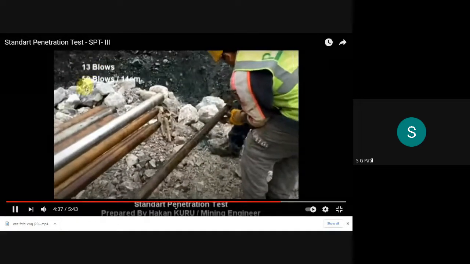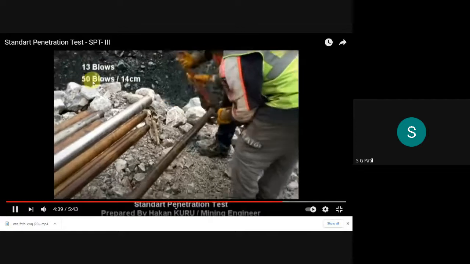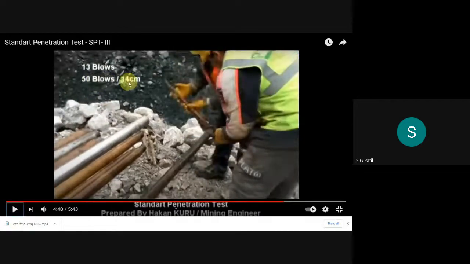So 13 blows, and for the next, 50 blows are required for 14 centimeter penetration. That's why they removed it. They are not able to penetrate further. That's why they removed it at 50 blows. Otherwise, if they keep on going, what will happen? Your split spoon sampler will get damaged. So these 13 blows they will neglect, and the N count they will write as 50 blows for the 14 centimeter penetration. That is like your refusal, almost refusal.